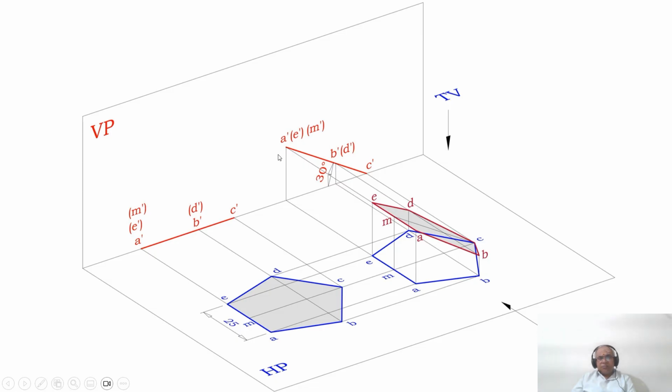So, what is the position of the second position front view and top view? The surface is perpendicular to VP.